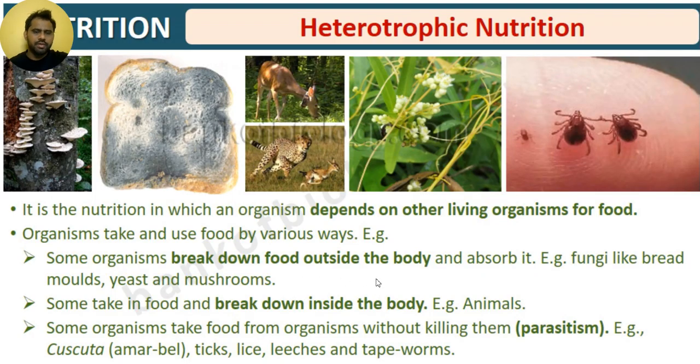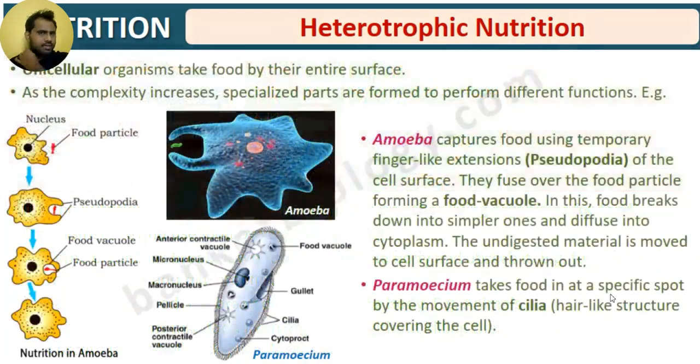Some organisms are breaking down food outside the body and absorbing it, like fungi is doing to bread, molds, and yeast and mushroom do this similar thing. Some take in food and break down inside the body, like animal. It kills the deer, it eats its meat and breaks down the food inside the body. Okay. Now let's move ahead to heterotrophic nutrition.